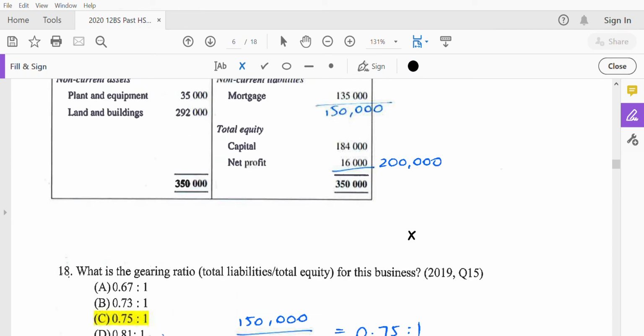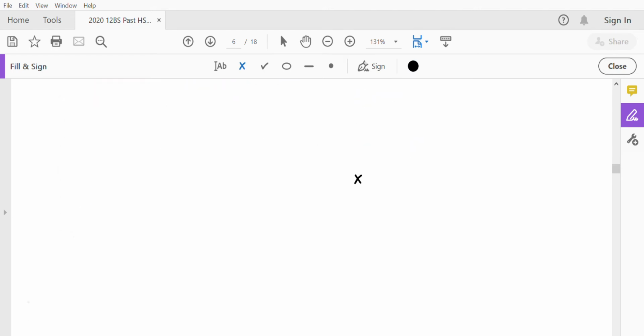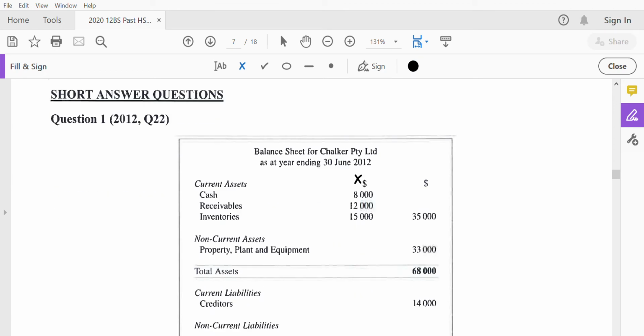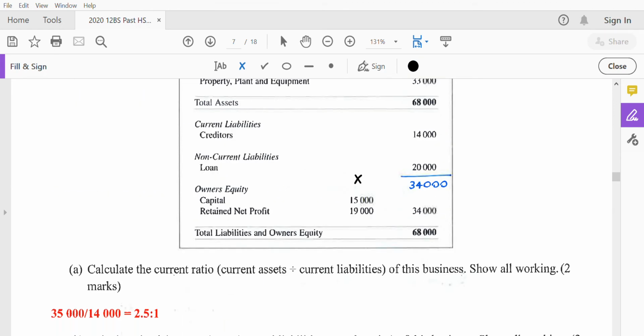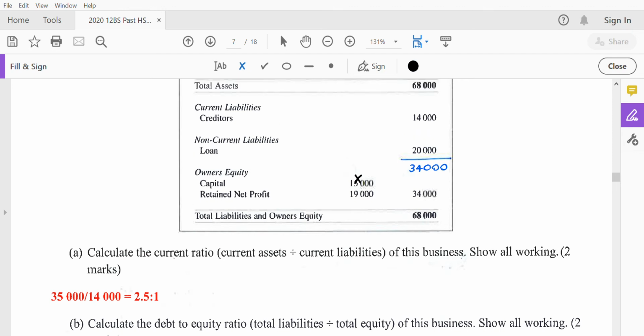Once again here, balance sheet, what is the gearing ratio? Total liabilities over total equity for this business, and it's 0.75 to 1. Now, with the first short answer questions, calculate the current ratio of this business and show all working. So it's pretty much 35,000 over 14,000, which is equal to 2.5 to 1.